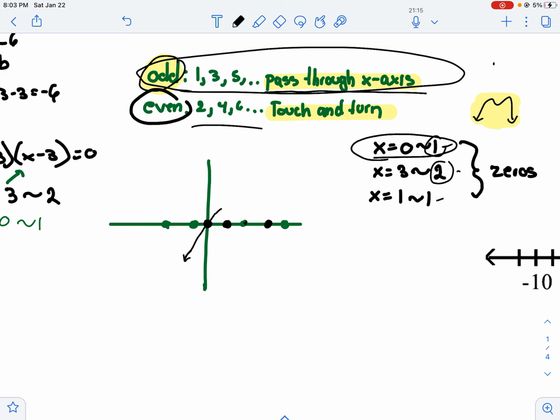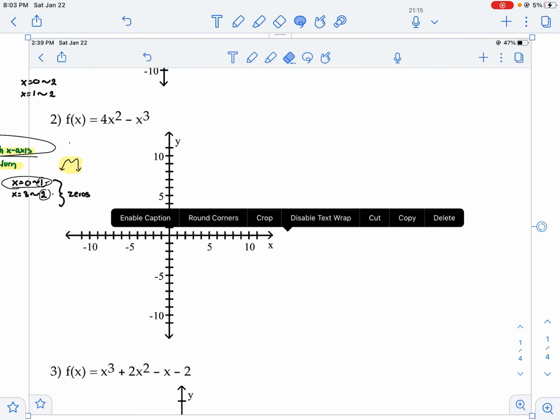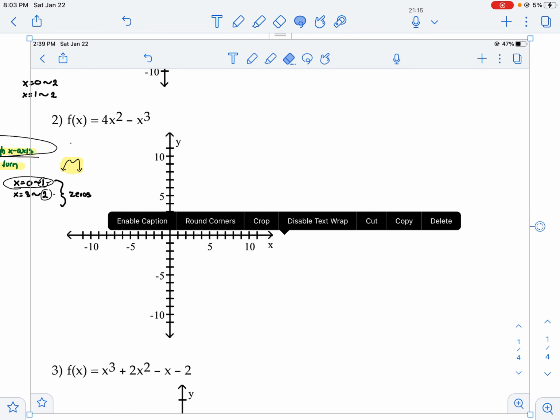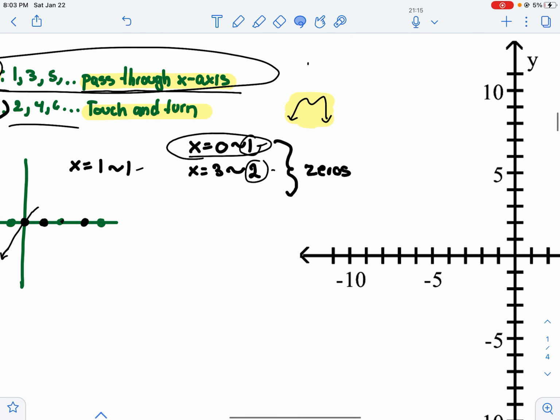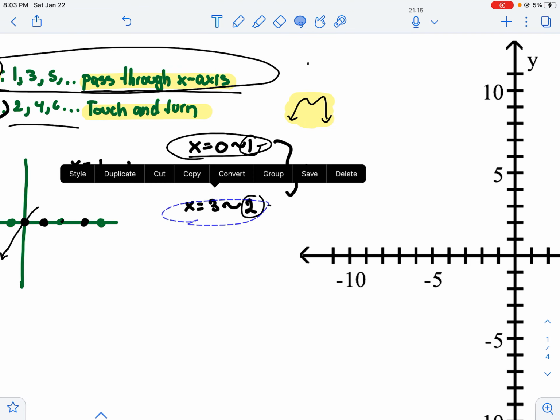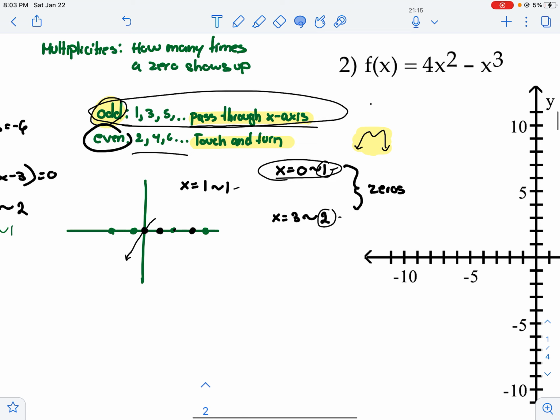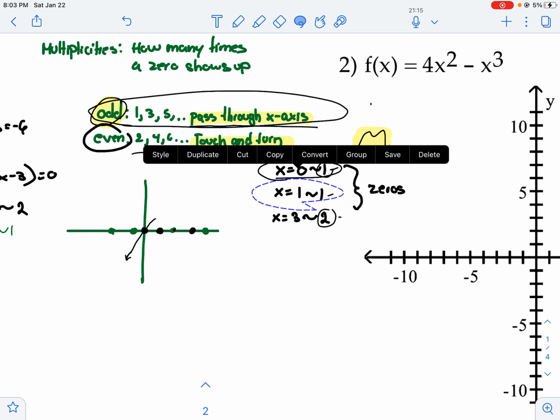Now we're going to 1. I don't know why I put it in this weird order. That's not helpful. Let me just move it around so that it's more organized. There we go.